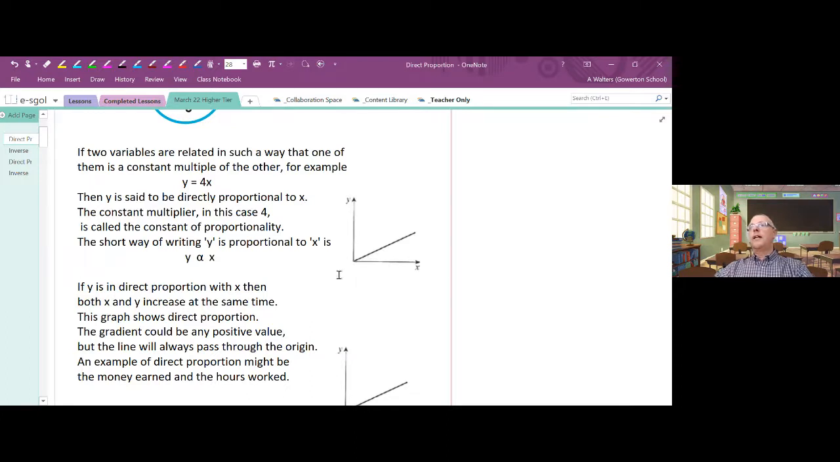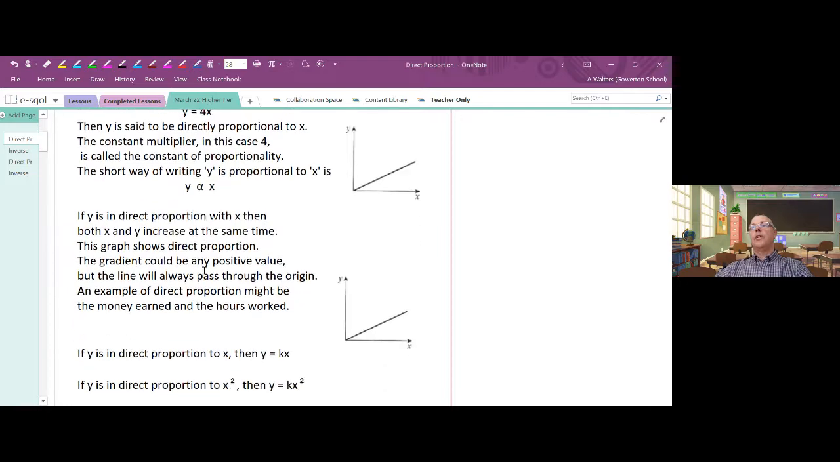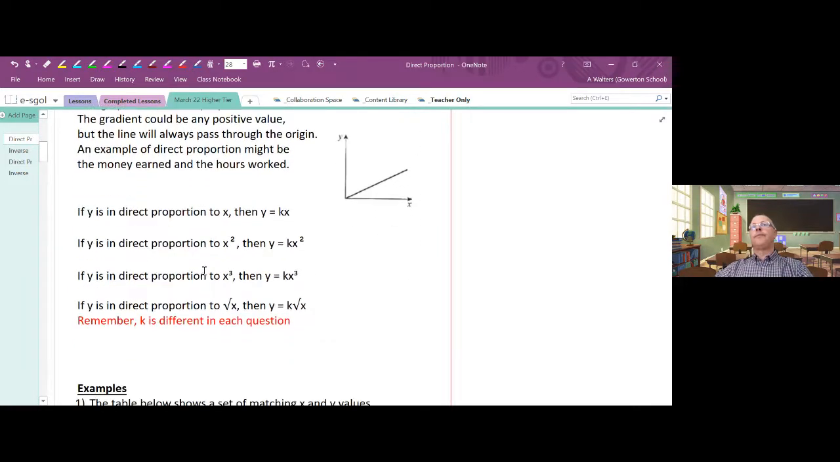There's y and there's x, and if one is directly proportional to the other, then the straight line passes through 0,0. Okay, there's more there you can read in your own time. Okay, we'll crack on with the questions.